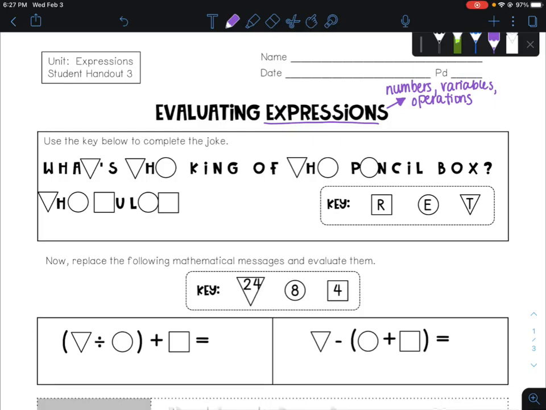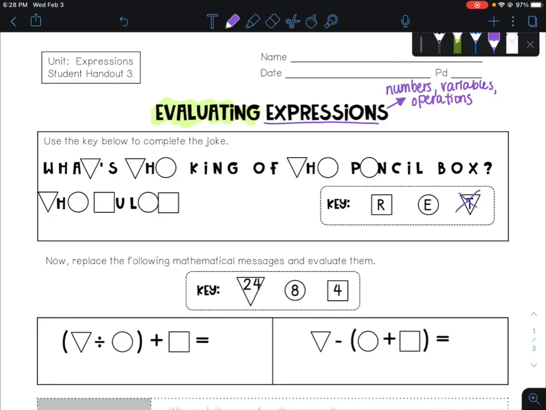So there's a little joke here, just to kind of give you the idea of this other word, which is evaluate. So what you're doing is filling in, in this case, the shapes to read the whole sentence. For our joke, I'll give you a second to try it out. And now here's the answer.